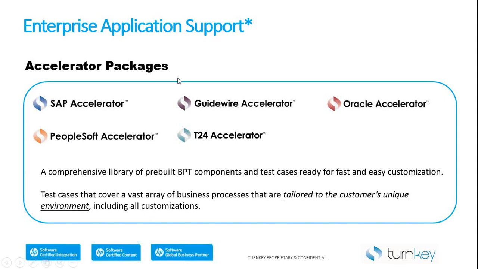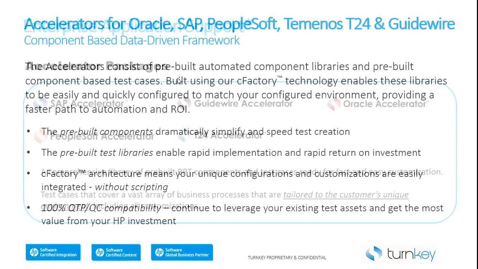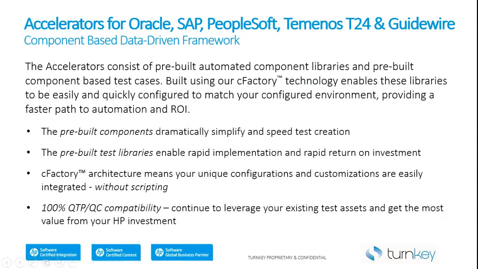It really, we'll call it accelerator, really gets you to a state where you can test a broad range of scenarios and validate business processes very quickly. So, that's really what they're designed to do: dramatically simplify, speed test creation, rapid implementation, rapid ROI. The C-Factory architecture we talked about, where you click on those screens, means that all your customizations are really easily integrated. C-Factory doesn't care if it's a custom screen in SAP or a standard screen. It operates the exact same way.